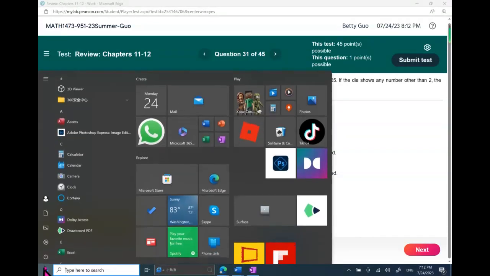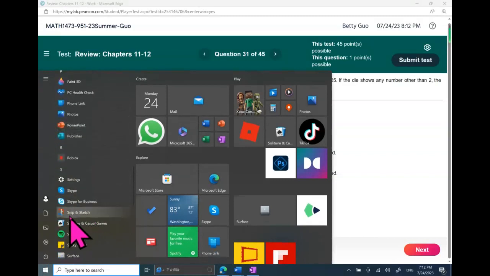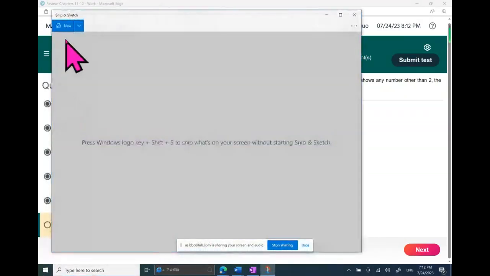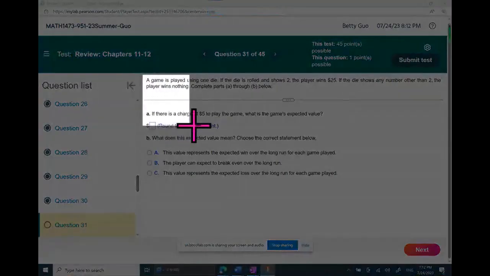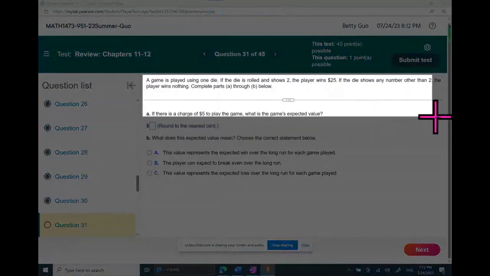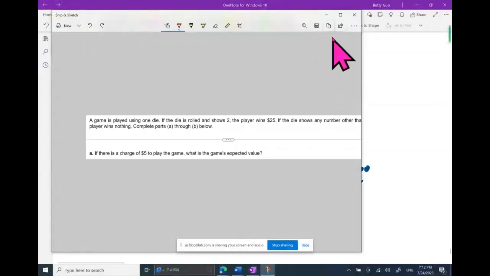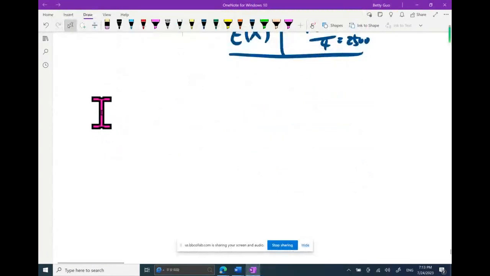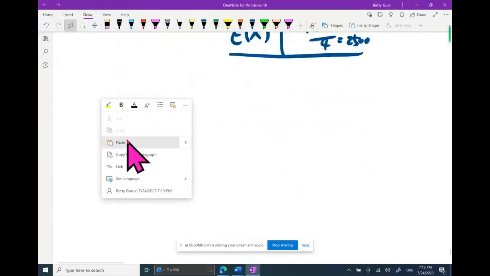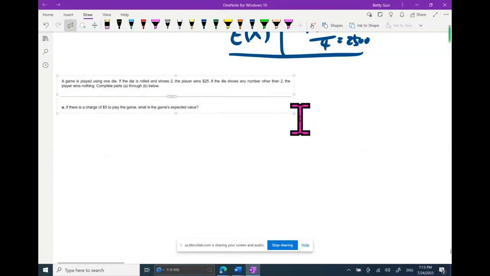There's very important information not included in the question above the horizontal line. And that piece of information is so important. If you miss it, you would get the problem wrong. What information? The game isn't free. There's a cost to play the game.